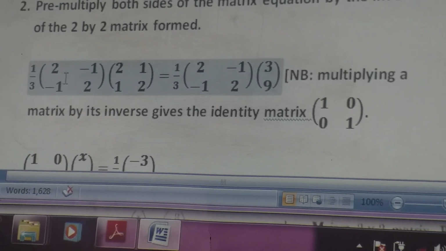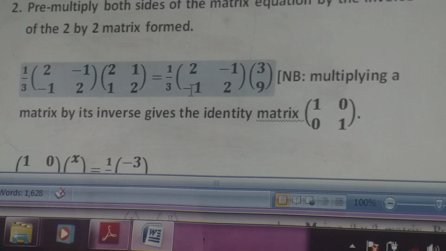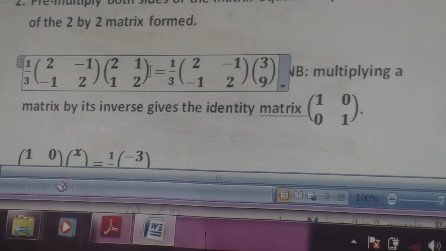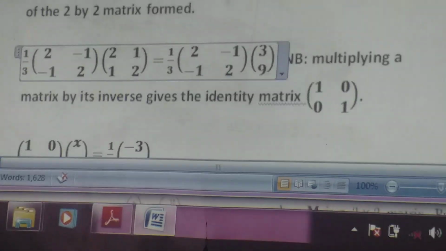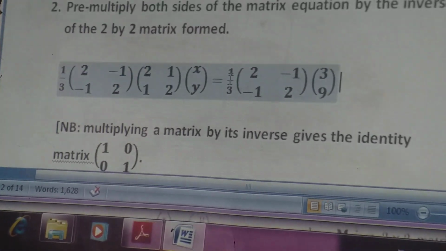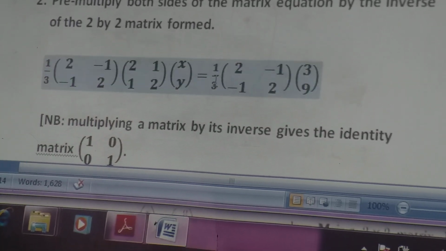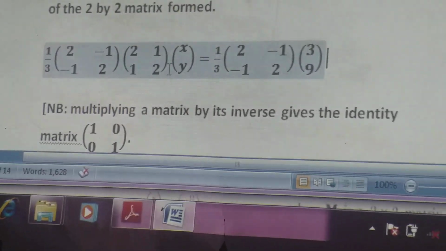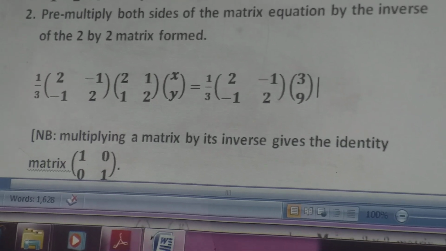Right, so we get this times the matrix. We multiply both sides of the matrix equation by the inverse of the 2 by 2 matrix formed. Here we have our matrix, so we are saying times x, y equal to, we multiply the inverse to both sides. This is equal to 1 over 3 times the matrix 2, minus 1, minus 1, 2, which is the inverse of that matrix, times 3, 9.